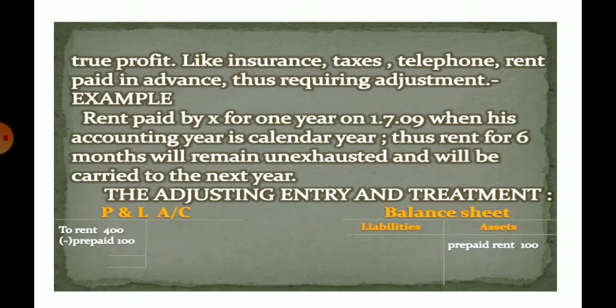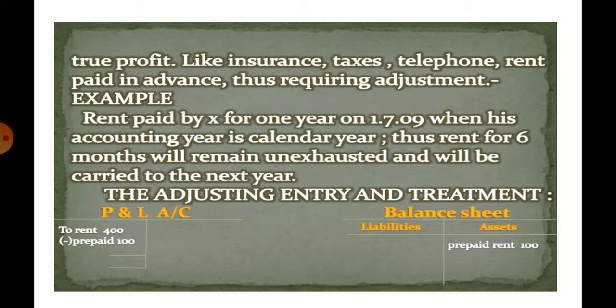So here is an example for your better understanding. Rent paid by X for one year on 1st July 2009, when his accounting year is the calendar year. Because it applies to the calendar year, the business is making its financial statement according to the calendar year. Calendar year here means from 1st January to 31st December. Thus, rent for 6 months will remain unexhausted and will be carried to the next year.